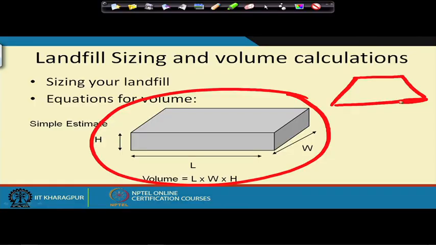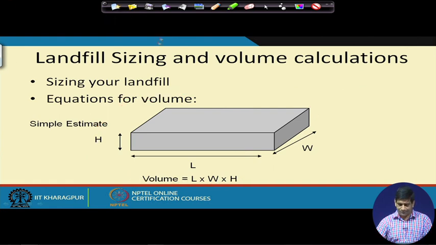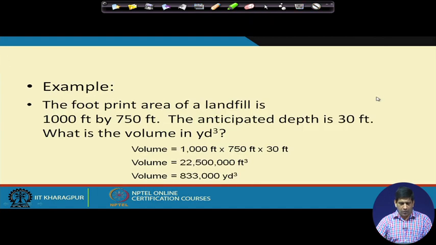But for a very simple calculation, just to have a rough estimate of how many acres will be required, we can use this approach. The volume is length times width times height, which we know. Say the footprint of the landfill is 1000 feet by 750 feet. So you have a 1000 feet length, 750 feet width, and an anticipated depth of 30 feet. What will be the volume in cubic yards?